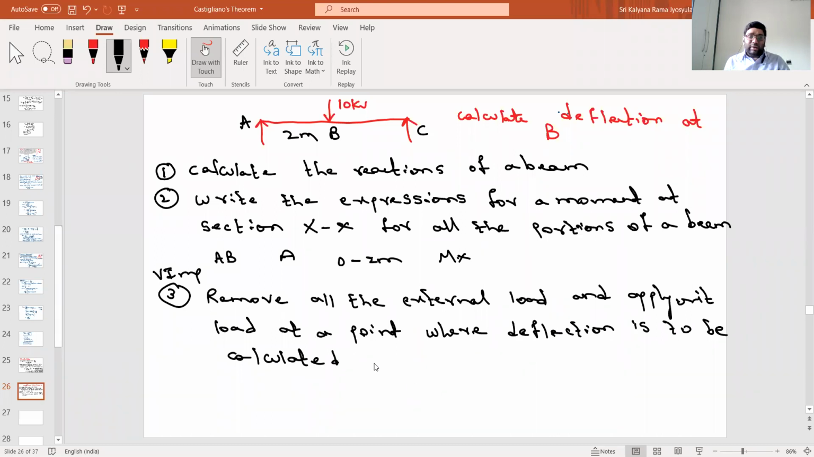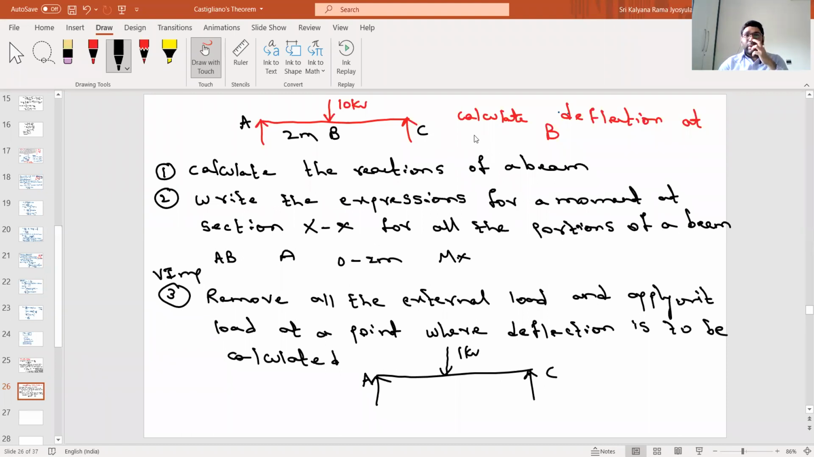And sketch the figure once again. So what is the figure now? So this is A, this is B, this is C, this is A. Now we need to calculate deflection at B. So we have removed the load at that point and we are applying a unit load of 1 kilonewton. It is virtual. It's a kind of unit load based virtual work method. So this 1 kilonewton, we have applied it here.